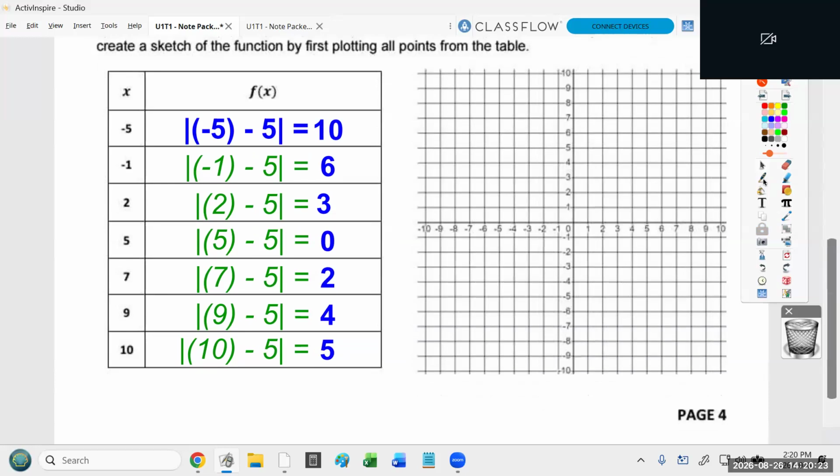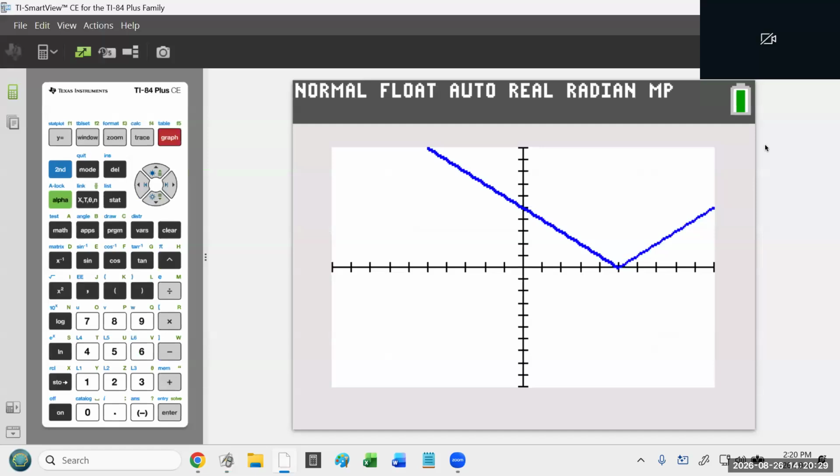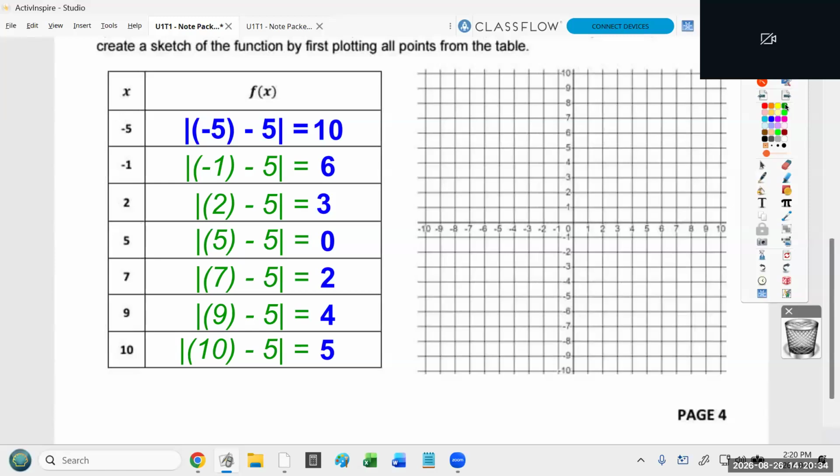Now again, part of the directions are to actually plot the points. We need to sketch the graph. So our goal is to create this thing. And the way we're going to do that is we're going to remember x values mean left, right. Function values means up, down. So when I'm looking here, this means go left 5, go up 10. So from the origin, I'm going to go left 5 and up 10. And I'm going to plot a point right there.